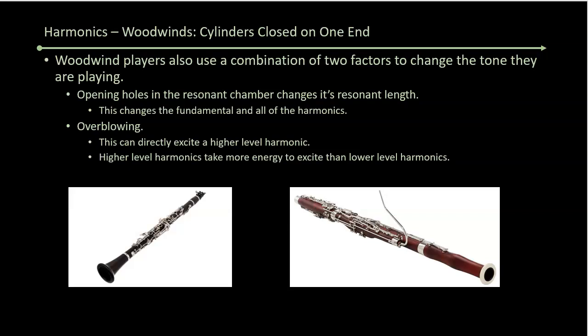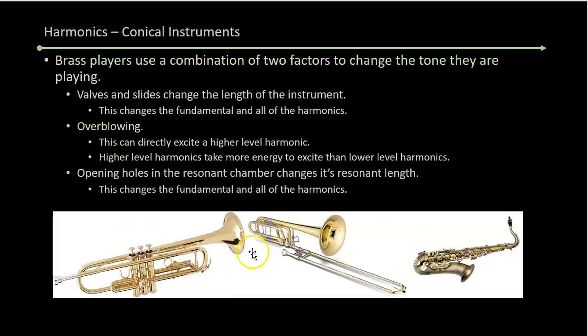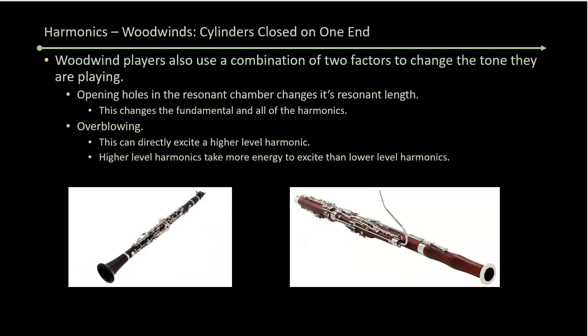Then woodwind, cylinders closed on one end, your oboe, your clarinet, your bassoon. These are basically a cylinder that's all one size. There's a little bit of flare on the bell, of course, but basically a cylinder of one size. And you get different notes by opening and closing the holes in the tube and by overblowing. Overblowing, of course, also on the brass instruments. And the higher you go in frequency, the more energy it takes.